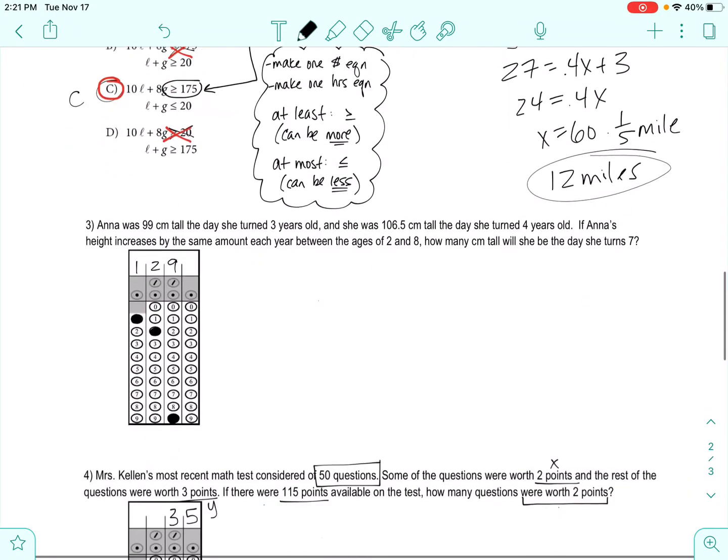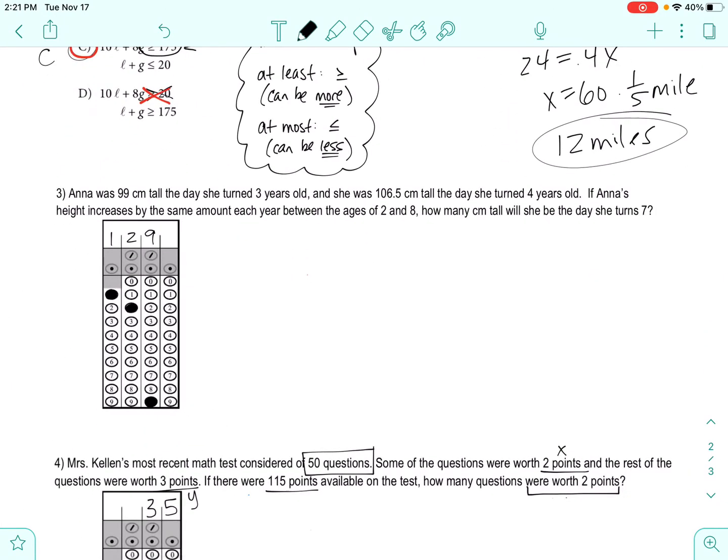Okay, this next one, we've got Anna, 99 centimeters tall by the day she turned 3, 106.5 centimeters tall when she turned 4, so she's growing. And it does say that Anna's height increases by the same amount each year between the ages of 2 and 8. So yeah, we could come up with a formula for this. I think that I would rather, since it's only between the years 2 and 8, kind of use a little bit of common sense conceptual way to answer this question, I guess.